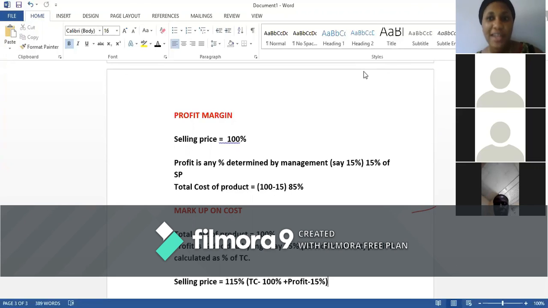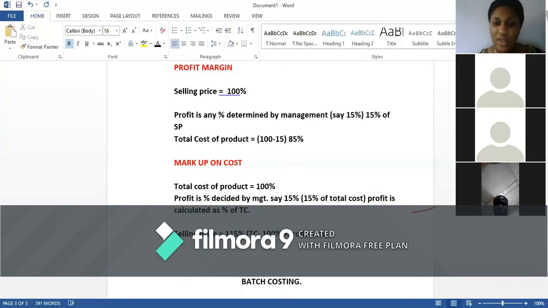With profit margin, selling price equals 100%. With markup on cost, you're hearing that total cost equals 100%, and selling price equals 100% plus the markup. I hope that is clear. Yes, it is.